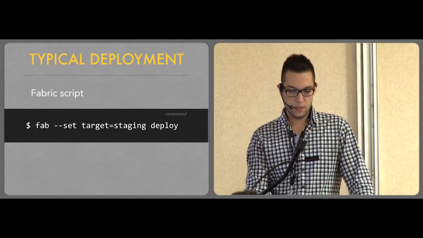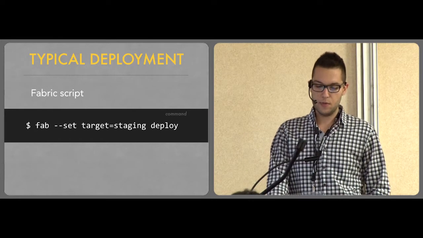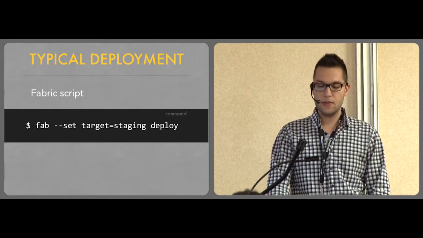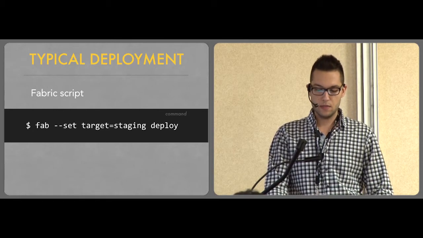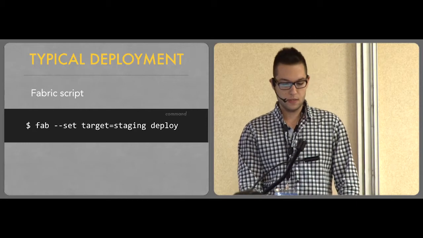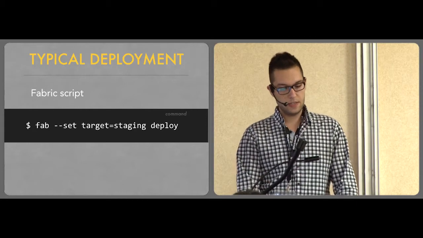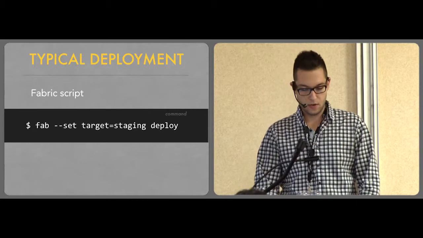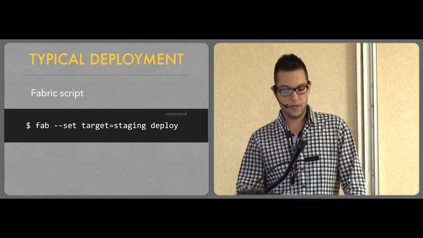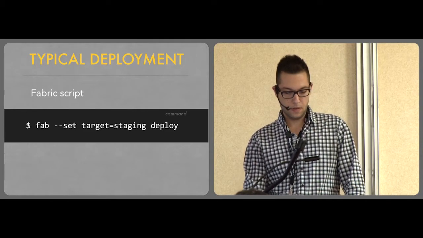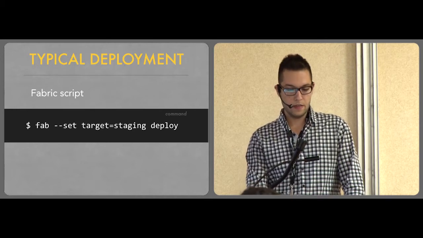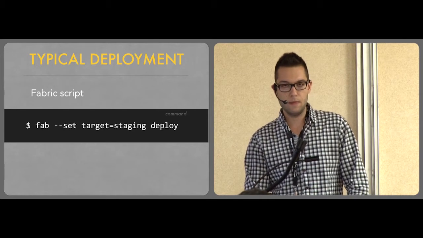So a typical deployment is basically a Fabric script. If you're not familiar with Fabric, it's a great Python library that lets you execute local or remote shell commands, so it's perfect for automating deployments. You would typically execute something like this: fab, set target environment, and then the command. So we're just doing a deploy for master, like the head of master. And this is typically run from a developer machine.